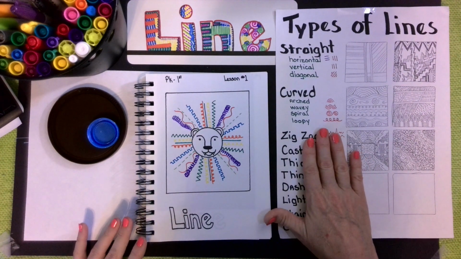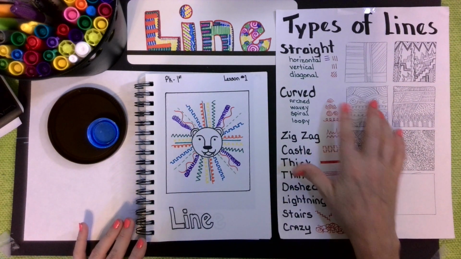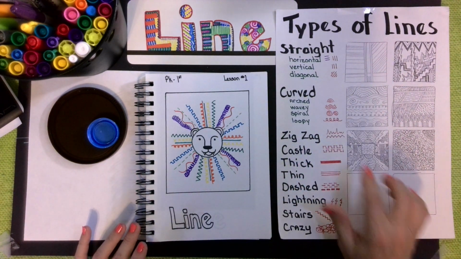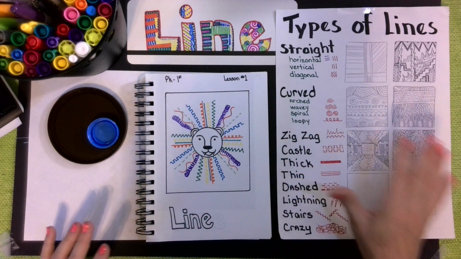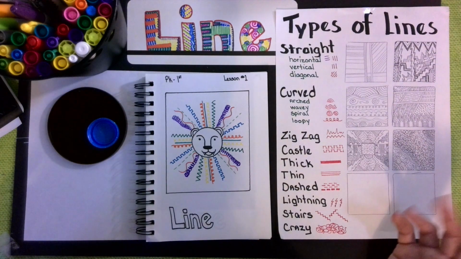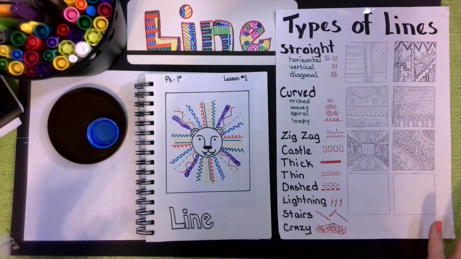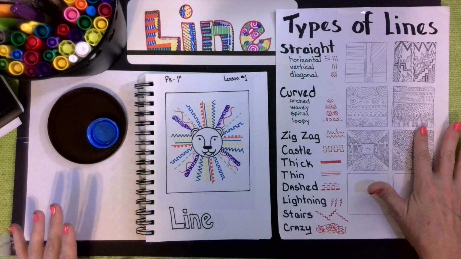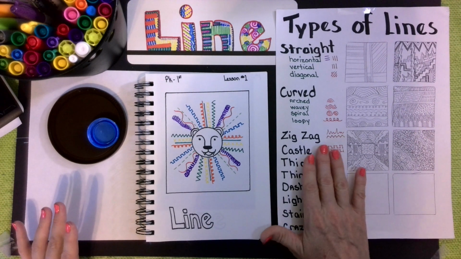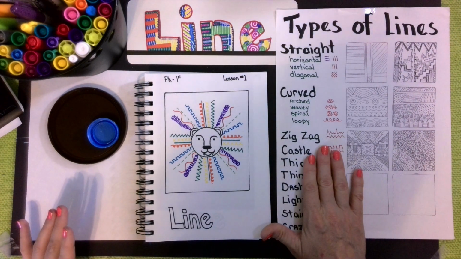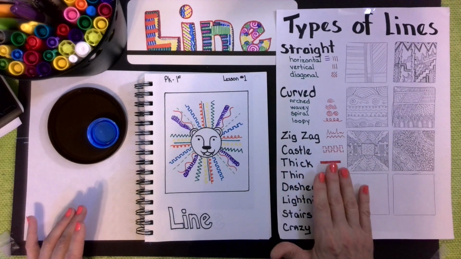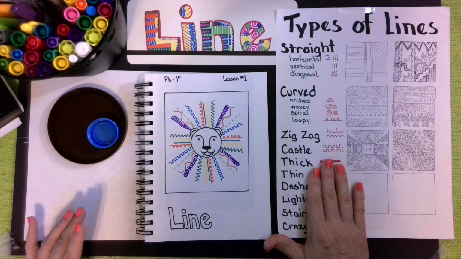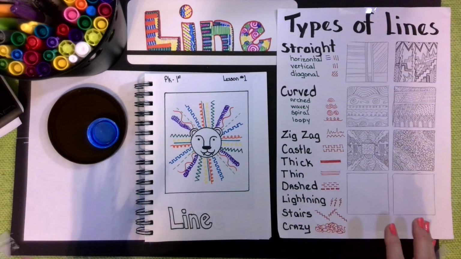Then there's the curved lines, where you have the arched. We know that it's like the rainbow, the wavy, usually showing water, spiral. I like to use that to show wind, loopy, and some different ways of putting it together here. Of course, we still have zigzag. My little ones, we call that shark teeth, castle. I call that like monster teeth, or kind of like squares in a way.